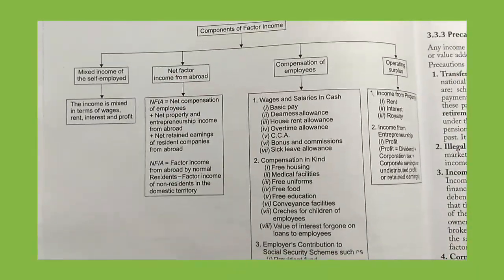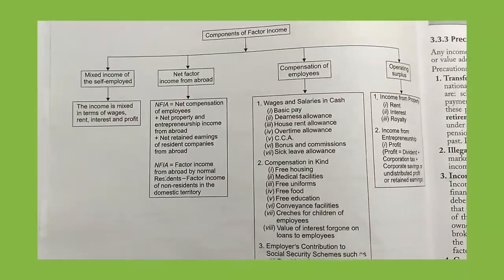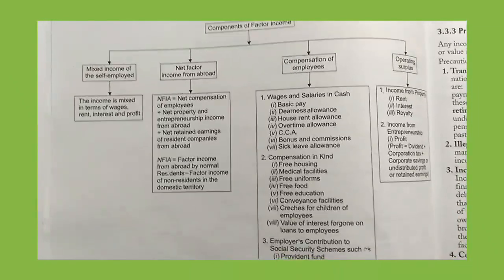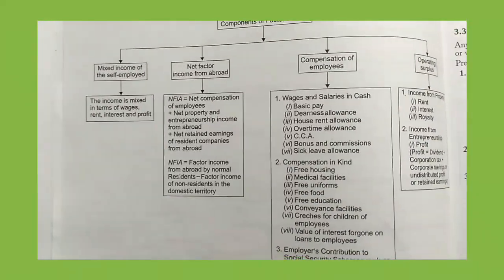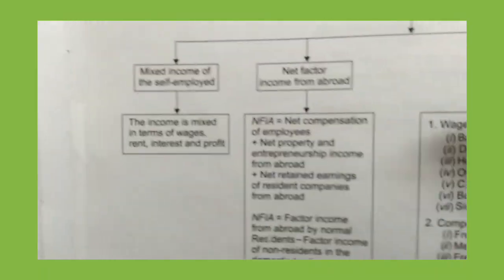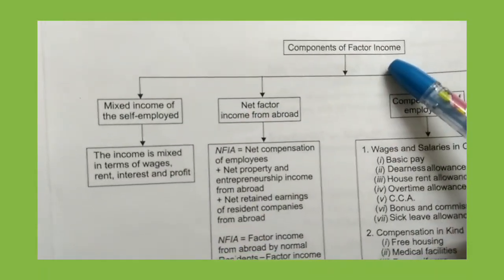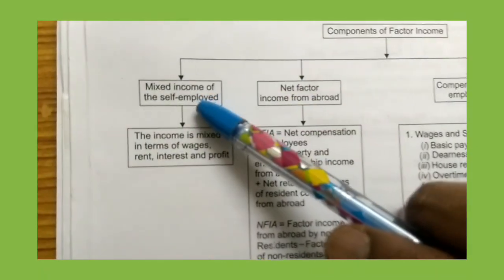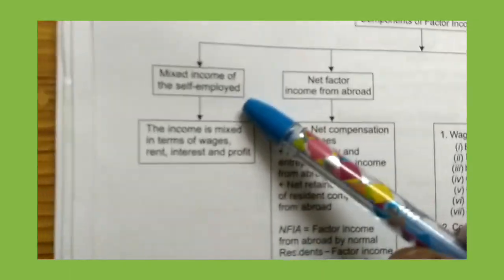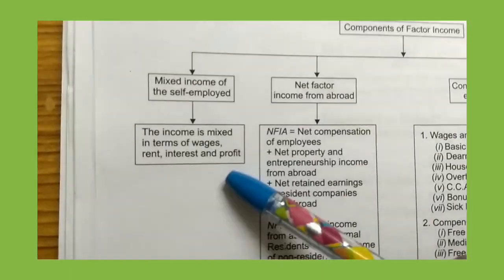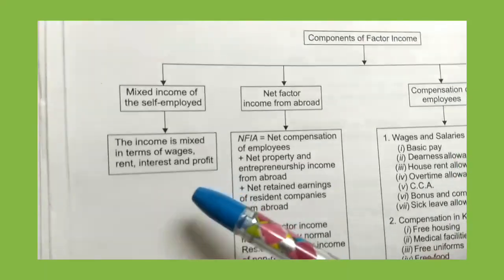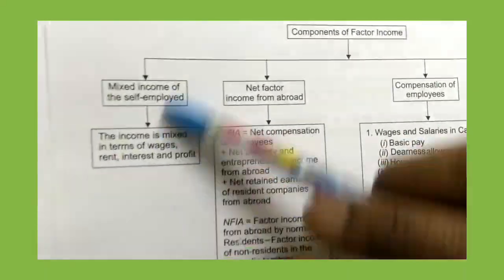This chart shows how factor incomes or payments are classified into different groups. Okay, this is the first group. Look here. The first is the components of factor income. So, mixed income of the self-employed: the income of mixed income in terms of wages, rent, interest, and profit.